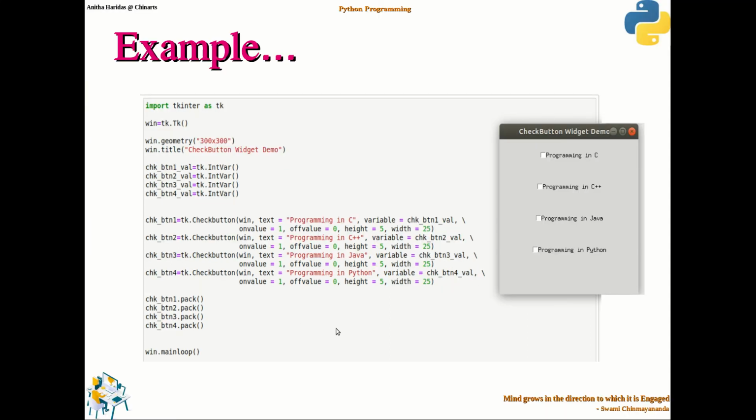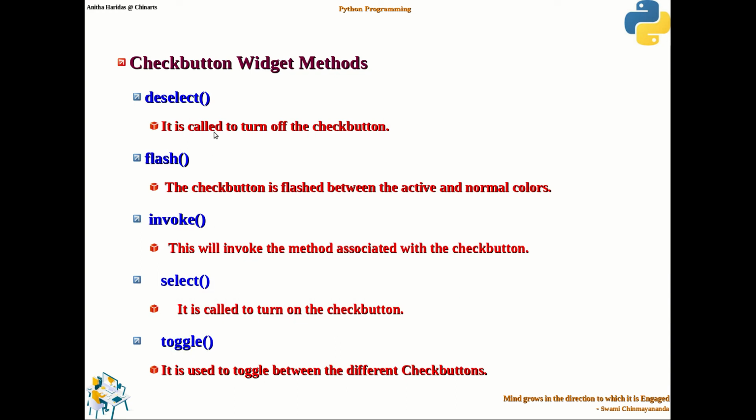So this is one good example that you can have, and these are the different methods that are available for the check button. We have a deselect method. This method is called to turn off the check button. So if you have already checked the checkbox, and if you want to turn off the checkbox inside the program, not by clicking it, something like you want to reset all the checkboxes, in those cases you can use the deselect function. In the same way, if you want to turn on the check button, you can use the select function.